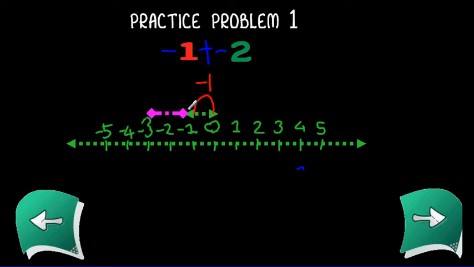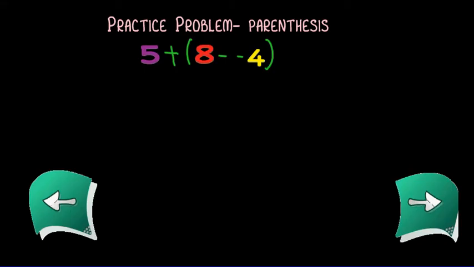So we need to count it to the left 2 more spaces, since it's a -2. So 1, 2, -2. What did you get? -3. Right. Let's try it without a number line.